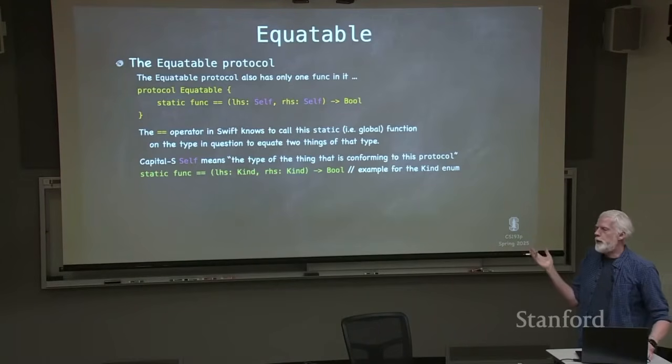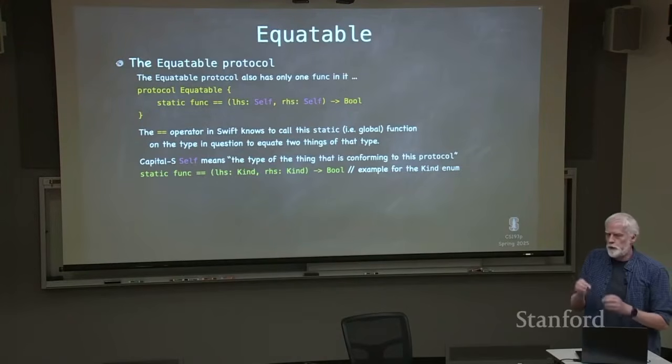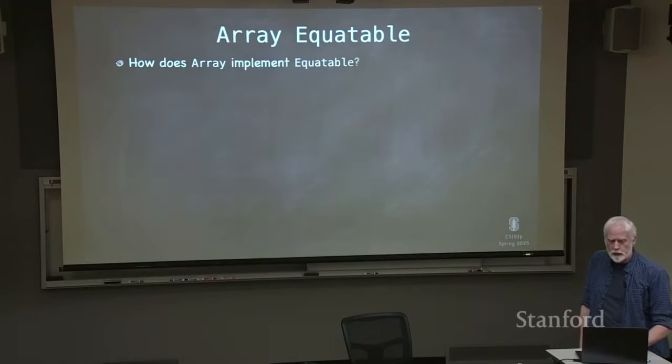So if I was implementing the Equatable protocol in Kind, I would write static func ==, left-hand side Kind, right-hand side Kind. I could leave it as left-hand side capital S Self because that's what it means inside Kind. Okay, inside Kind, capital S Self is Kind.